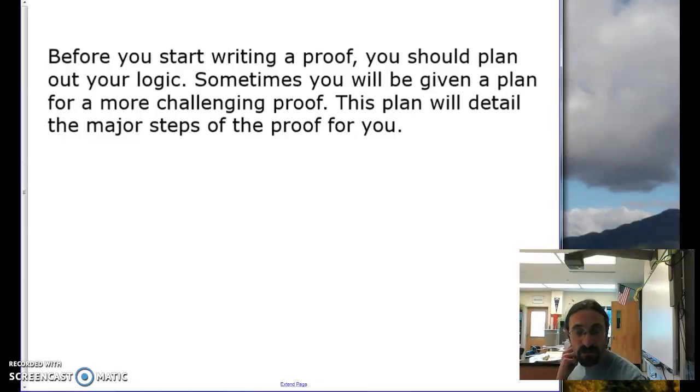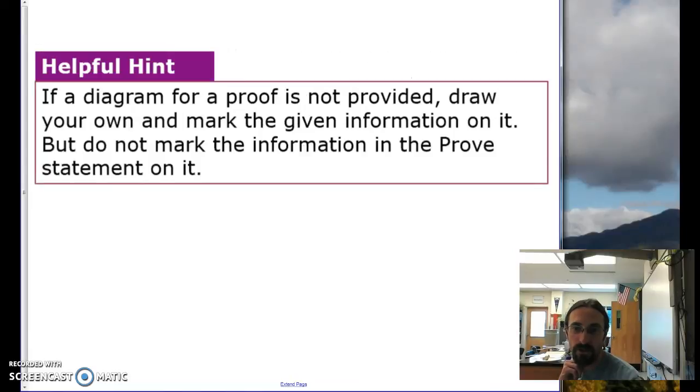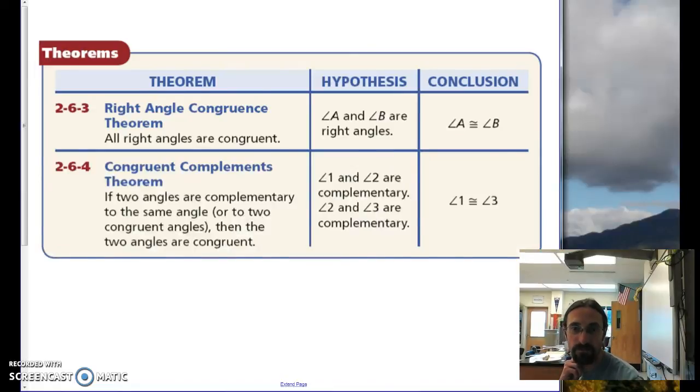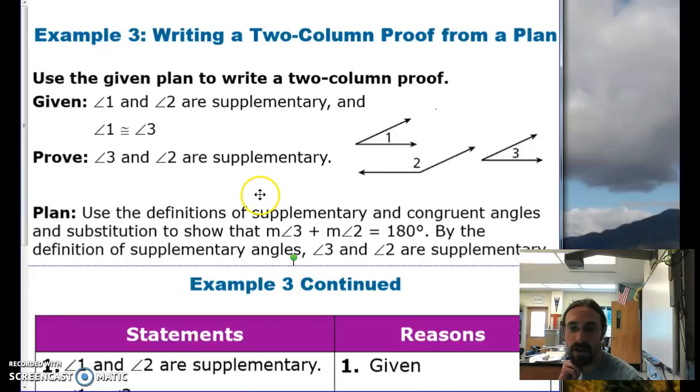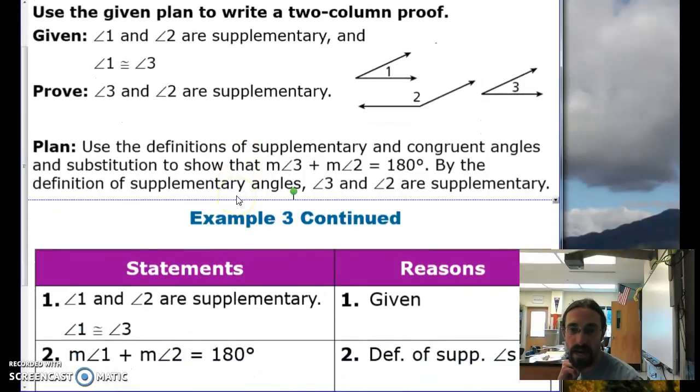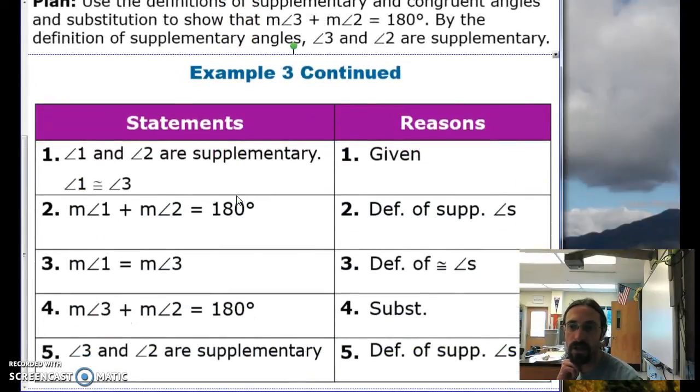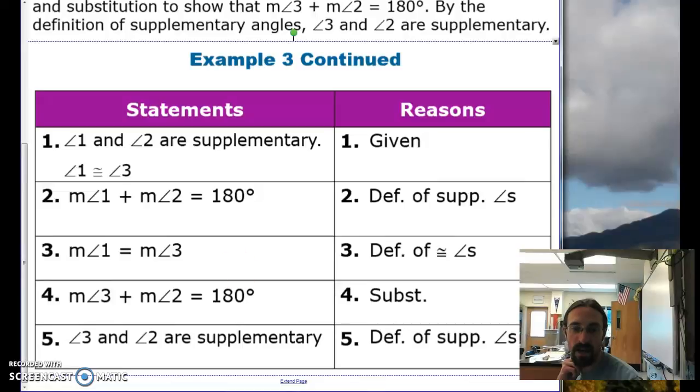If you can, start with a plan. It's always good to start with a plan before you move on. And I'll do another example here. If they give you a plan, go ahead and use it. And that's really what I want to conclude with here is when they, in example 3, take a look at this in your book. When they give you a plan, follow it out. So if you look at this in your book, here's the breakdown of that plan.